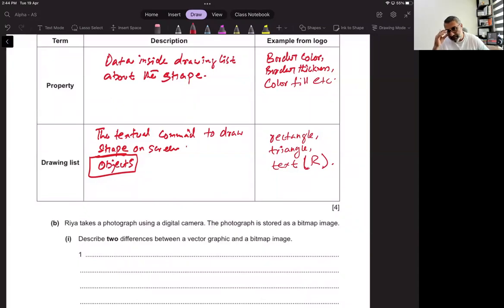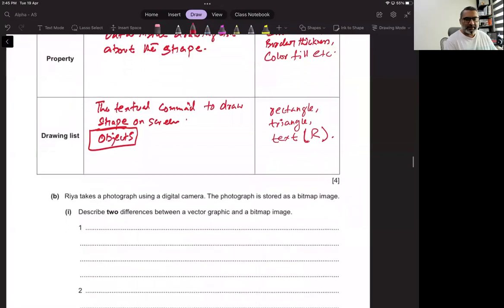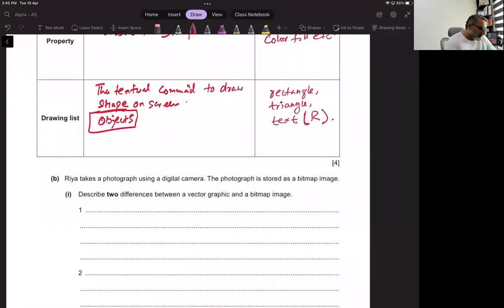Okay. So it is a bit strenuous for the microprocessor, unlike in bitmap graphics or raw graphics, where the system only has to read a few bits, determine the color and show it over the screen in a pixel. This vector graphic is a whole different phenomenon. Now, Ria takes a photograph using a digital camera. The photograph is stored as a bitmap image. Describe two differences between a vector graphic and the bitmap image.